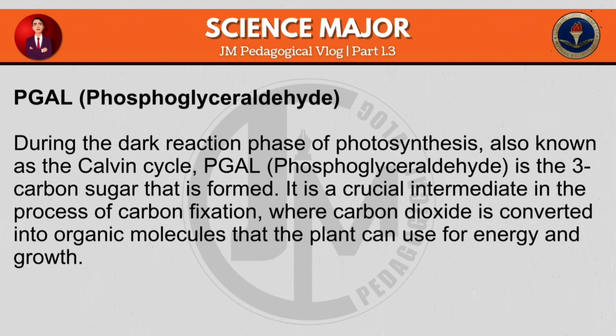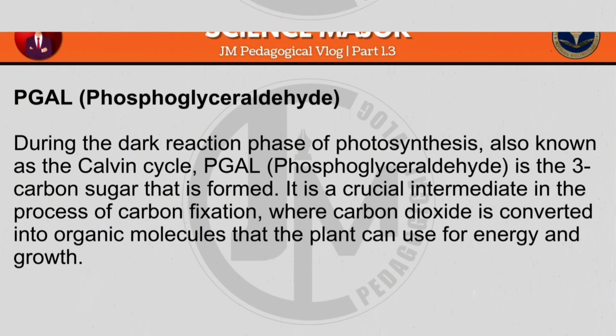During the dark reaction phase of photosynthesis, also known as the Calvin cycle, PGAL, phosphoglyceraldehyde, is the 3-carbon sugar that is formed. It is a crucial intermediate in the process of carbon fixation, where carbon dioxide is converted into organic molecules that the plant can use for energy and growth.